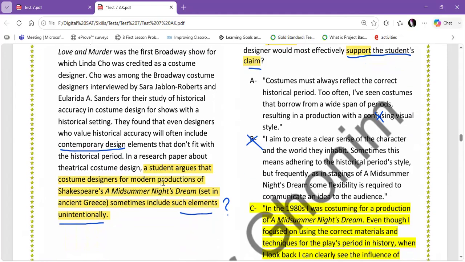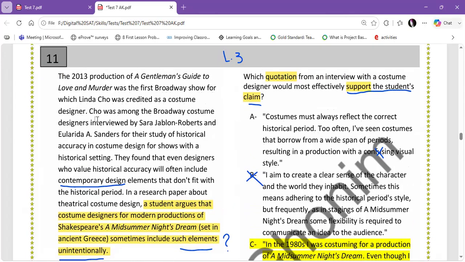He said what here? A student argued that costume designers for modern productions of Shakespeare's A Midsummer Night's Dream set in ancient Greece sometimes include such elements unintentionally. What are the elements that they include unintentionally? I mean, without intention. What are the elements? So because of that, I have to read from above to know what are the elements that those designers include unintentionally.